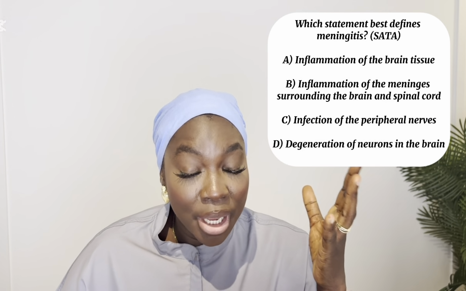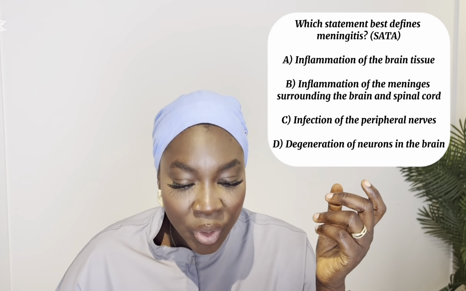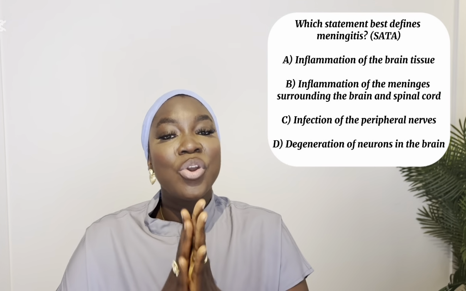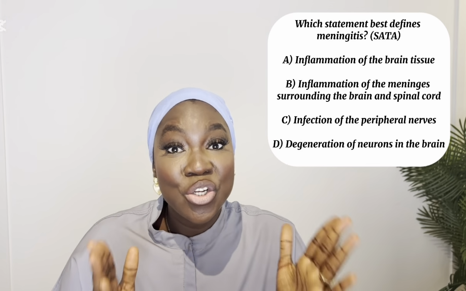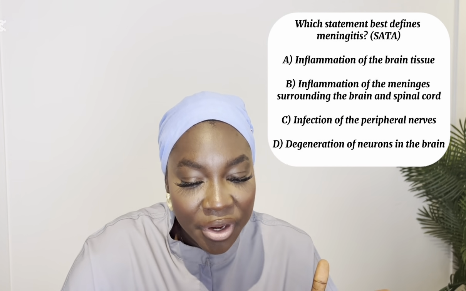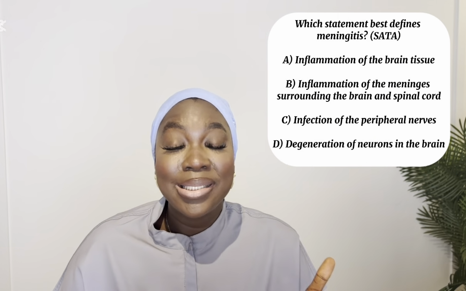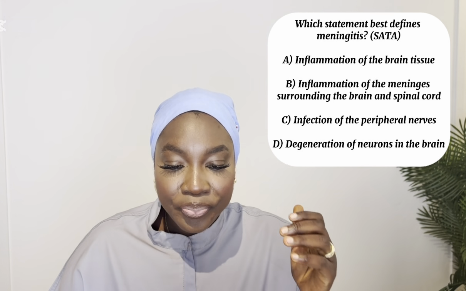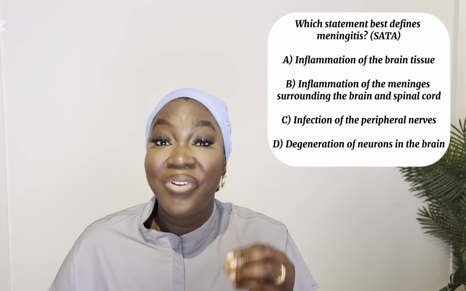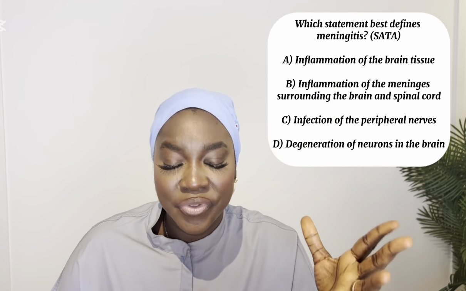And C says infection of peripheral nerves. B is our right answer, right? Now, what is this telling you? When you hear peripheral nerves, what is this telling you? Neuropathy. Okay, you should know that. Seeing peripheral nerves, that is neuropathy and not meningitis. We are talking about which one describes meningitis. And if you care to know, meningitis affects the central nervous system and not the peripheral nerves, so that makes it wrong.